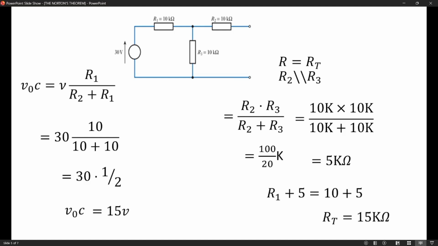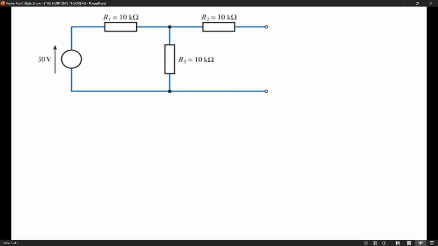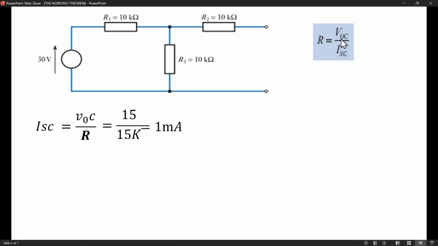So let's move on to find the current in the short circuit, and also draw our Thevenin's and Norton's equivalent circuits. Here we all know the general formula that I showed you: R equals the voltage in an open circuit over the current in a short circuit. Now we have the voltage in the open circuit and the current in the short circuit. It's just a matter of substitution.